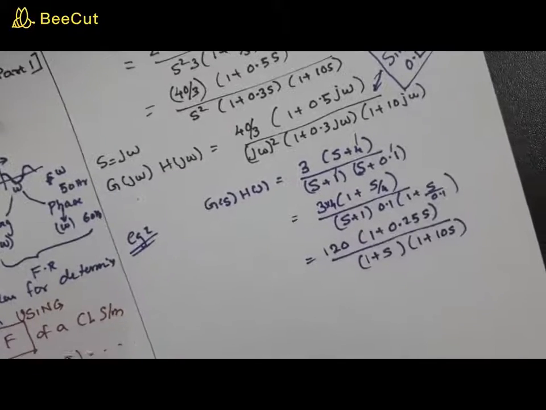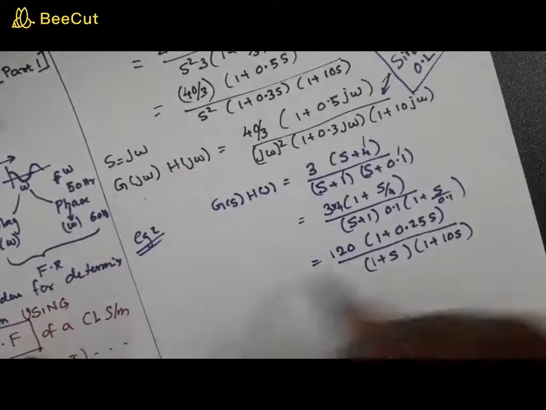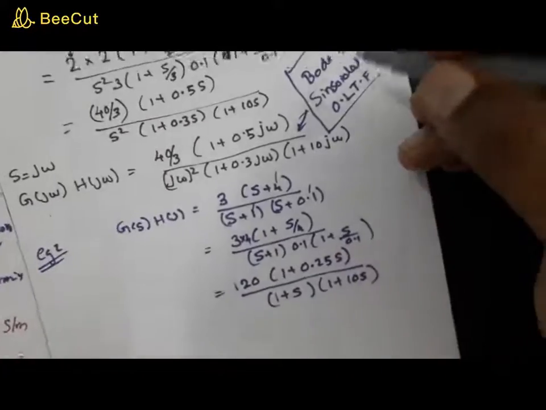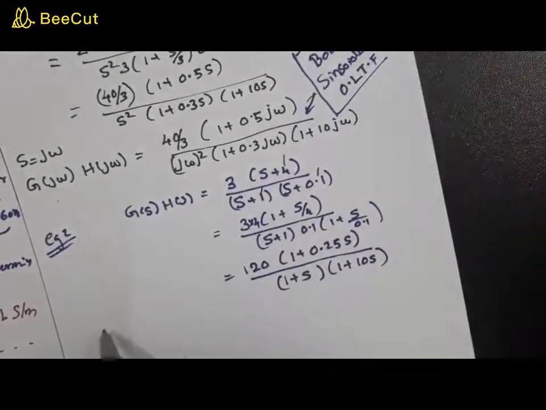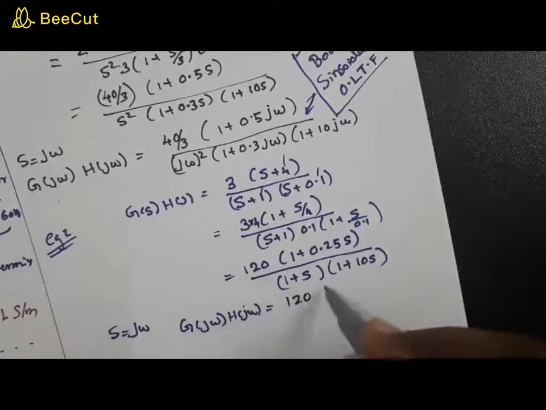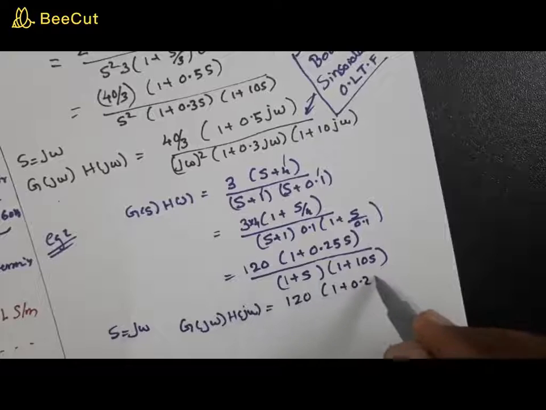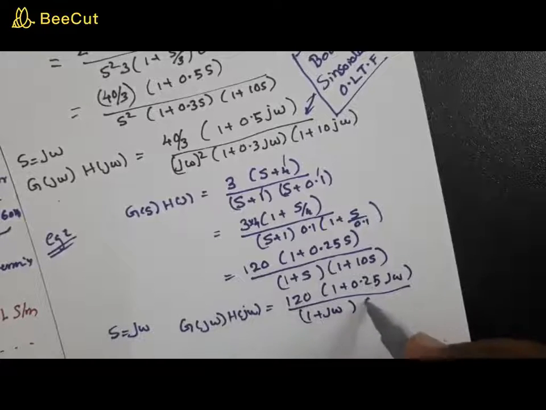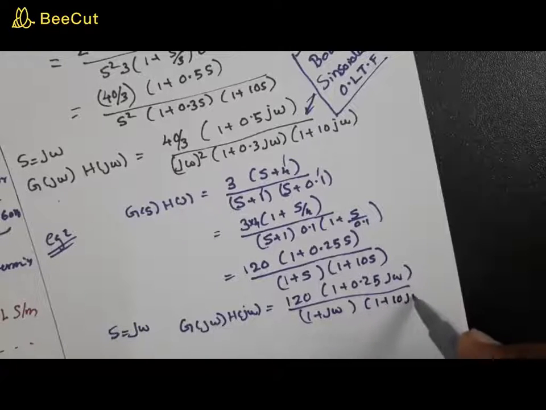Okay, now this is actually G(s)H(s) in Bode form, but we want the Bode form of the sinusoidal open loop transfer function, so that you may put s is equal to j omega, so that you will get G(j omega)H(j omega) is equal to 120 into (1 plus 0.25 j omega), right, divided by (1 plus j omega) into (1 plus 10 j omega).